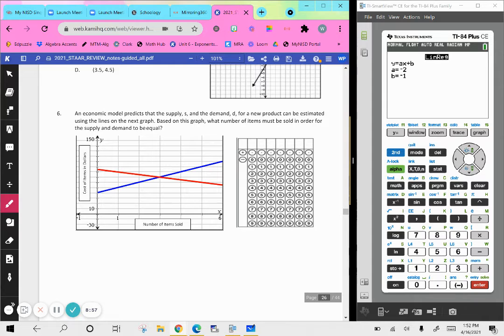So this one says an economic model predicts that the supply S and the demand D for a new product can be estimated using the lines on the next graph. Based on this graph, what number of items must be sold in order for the supply and demand to be equal? So they're crossing right here at this point. 1, 2, 3. So the answer would be 3. Because this says number of items sold, this is cost, so we want the number of items sold to be 3.